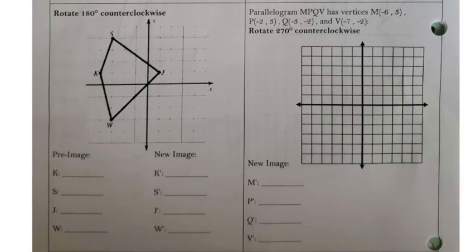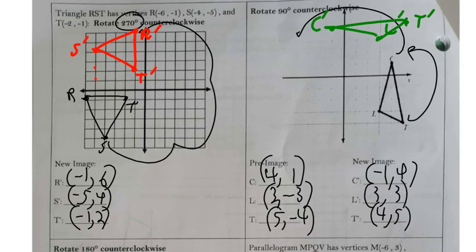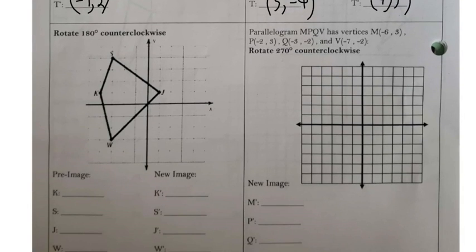Okay, rotate 180 degrees counterclockwise. So let's first write down the original points. All right, 180 degrees counterclockwise. So first off, K is at negative 4, 1. S is at negative 3, 4. J is at 1, 1. And W is at negative 3, negative 3.